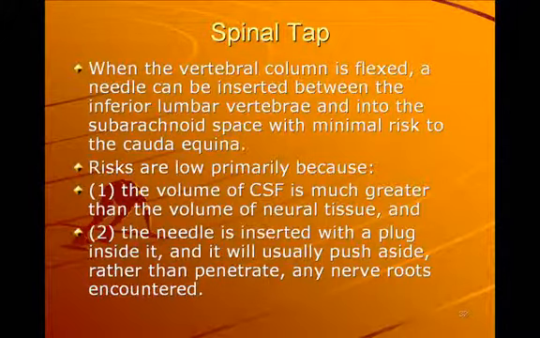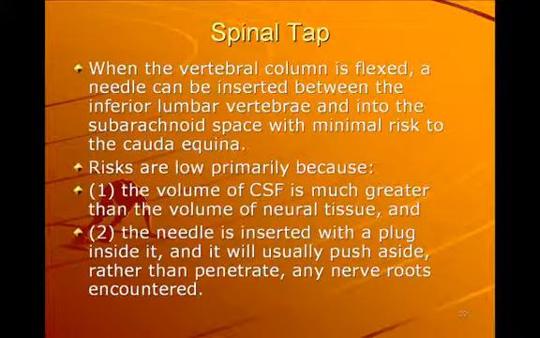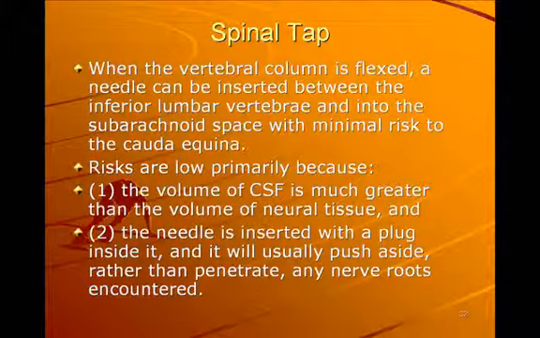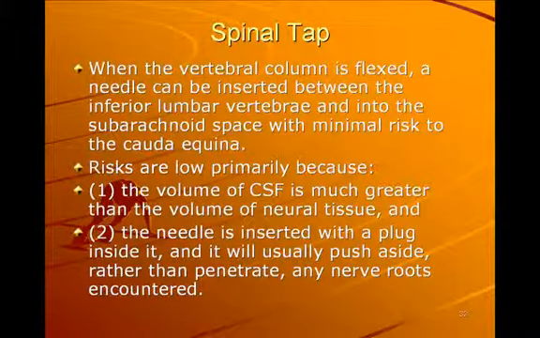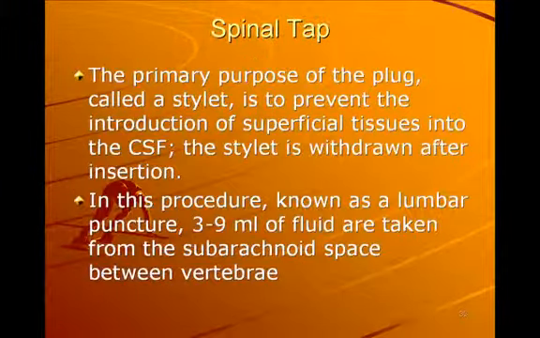To avoid this, a stylet, or something that plugs the needle, is in position in the needle as it's inserted into that space. Now, once the needle is felt to be in the subarachnoid space between L2 and the first sacral vertebrae, then that stylet is removed. When the stylet is removed, typically the spinal fluid will begin to drain out by simple gravity, just as you would tap a maple from a tree. The primary purpose of the plug, again, the stylet, is to prevent the introduction of superficial tissue into the cerebral spinal fluid. And the stylet is withdrawn after the insertion of the needle.